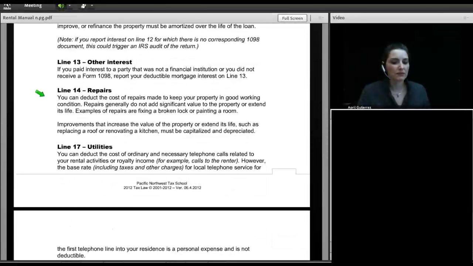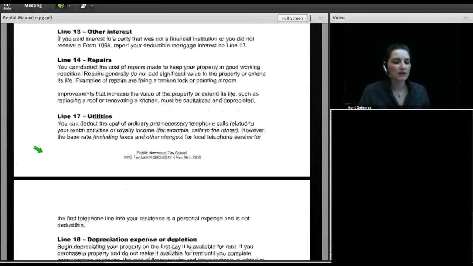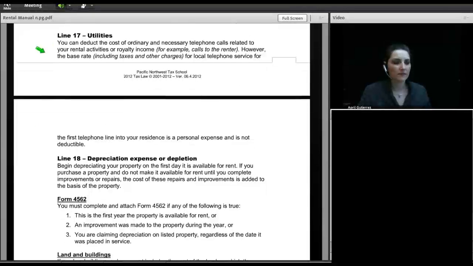You can deduct the cost of repairs made to keep your property in good working condition. Repairs generally do not add significant value to the property or extend its useful life. Examples of repairs include fixing a broken lock or painting a room. Improvements that increase the value of property or extend its life, such as replacing a roof or renovating a kitchen, must be capitalized and depreciated.